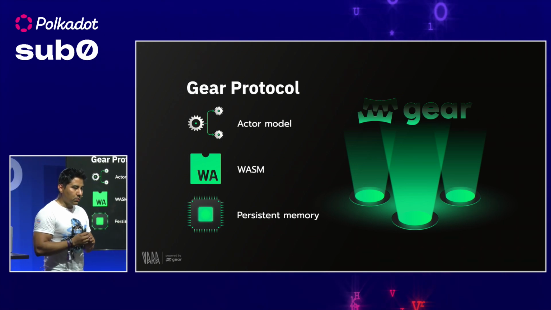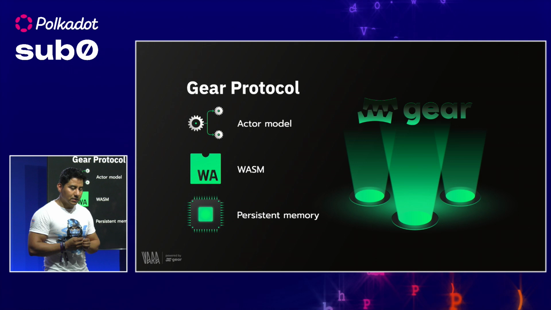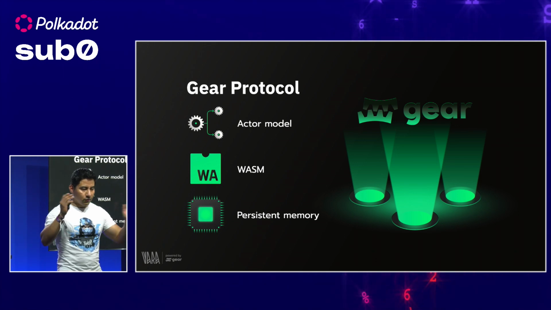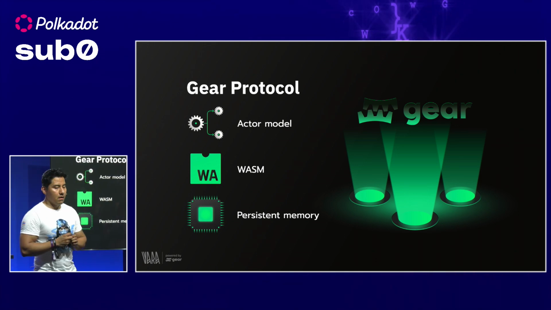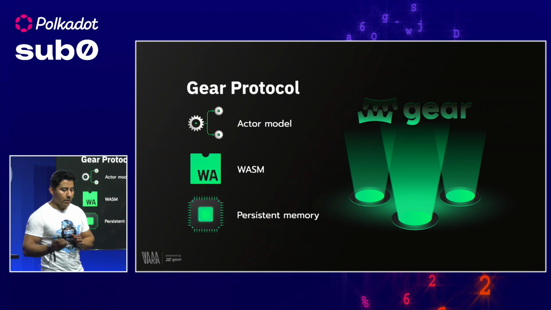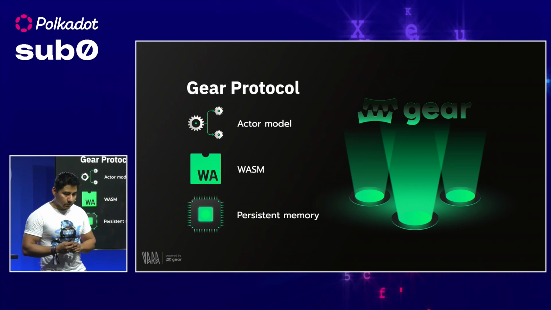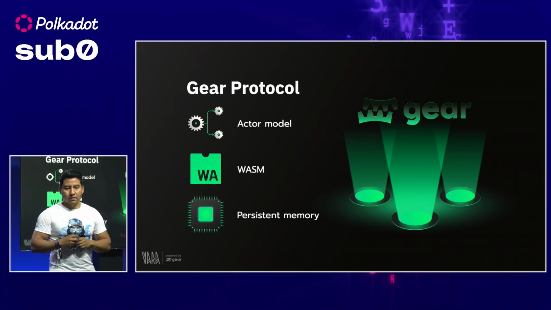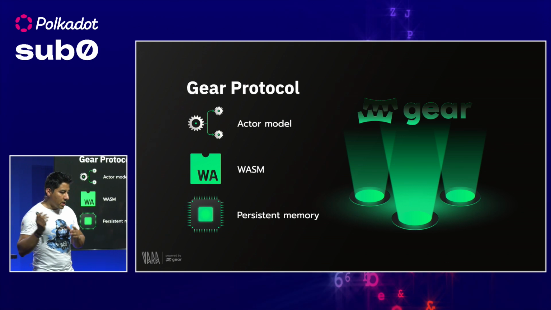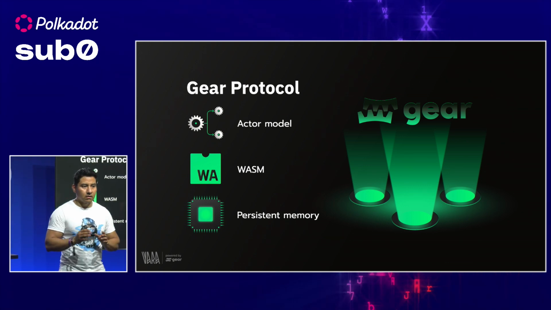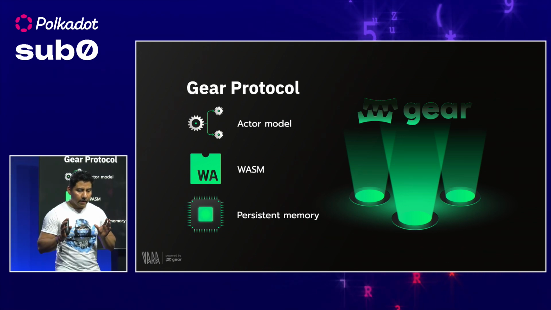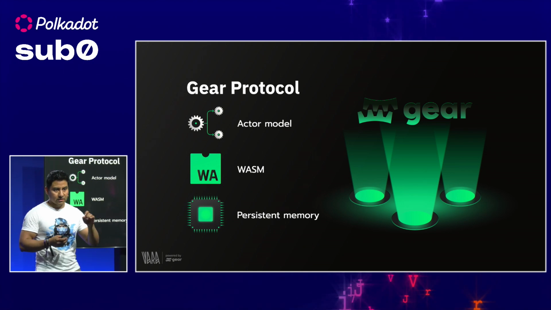As we speak, we have an API in Rust and also AssemblyScript, but in the future we can have different programming languages compatible with WebAssembly. And also the persistent memory. This is a nice thing related to memory techniques, virtualization, and all that stuff, that basically enables every smart contract to have its own state.